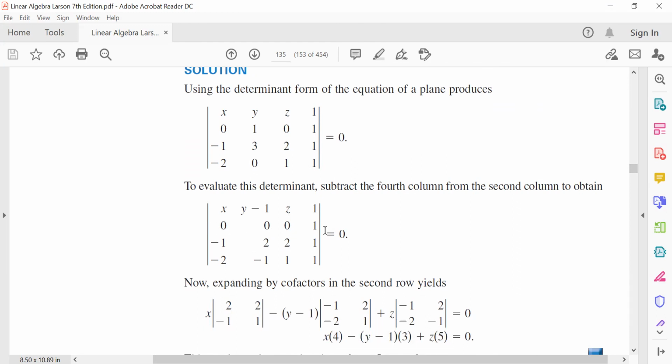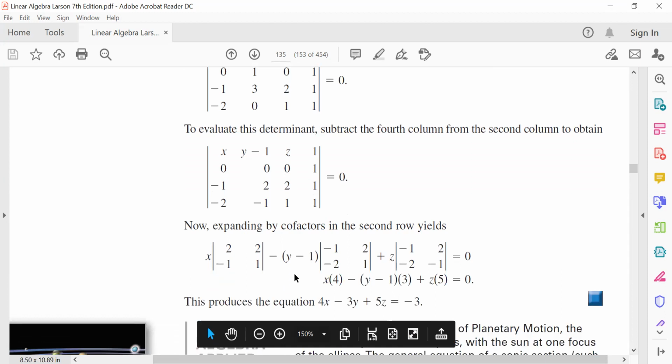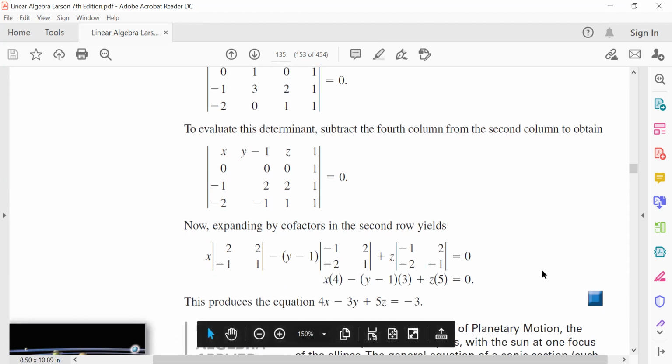I'm going to expand it across the 2nd row, which is a very cool thing to do. And I get this sucker right here. X times this determinant minus, notice that became y minus 1. When I did the subtraction, what had been a y became y minus 1. Times this determinant plus z times that determinant equals 0. Crunch everything, gather up all your terms, blah, blah, blah, and you wind up with the equation 4x minus 3y plus 5z equals -3. And that's a very cool, straightforward way of finding the equation of a plane that goes through 3 points.